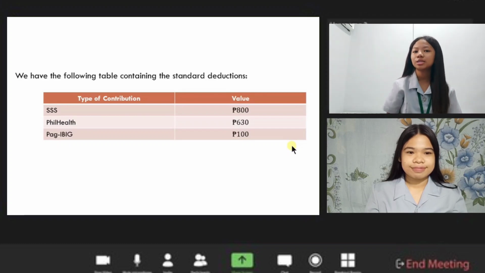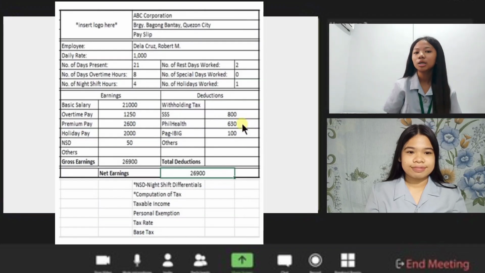So for SSS, it is 800 pesos. In PhilHealth, it is 630 pesos because it's 3% of 21,000 pesos. And Pag-ibig is 100 pesos because for any salary greater than 5,000 pesos, the contribution is just 100. So therefore, inputting the contributions, the spreadsheet will have the following result.